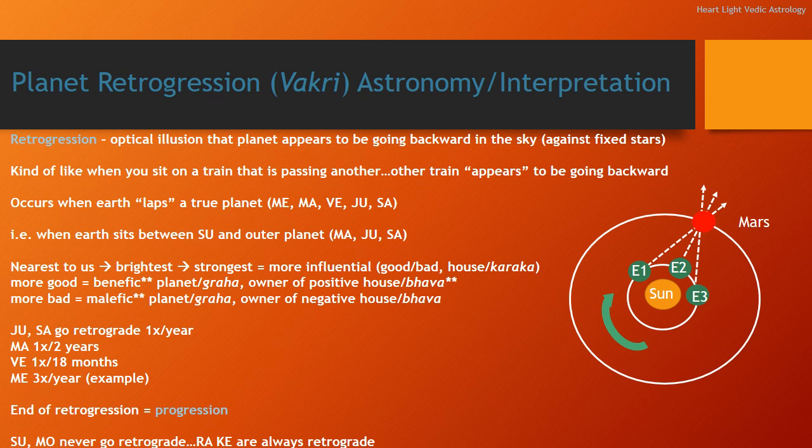So, what does all this astronomy mean for interpretation? The first thing to remember is that classical Vedic astrology, Jyotish, was all created thousands of years ago before there were any technical devices to help with viewing the planets. So all of this was related to what the naked eye could see in the sky. The thing is that when a planet is going retrograde, that means that the Earth is very close to that planet.